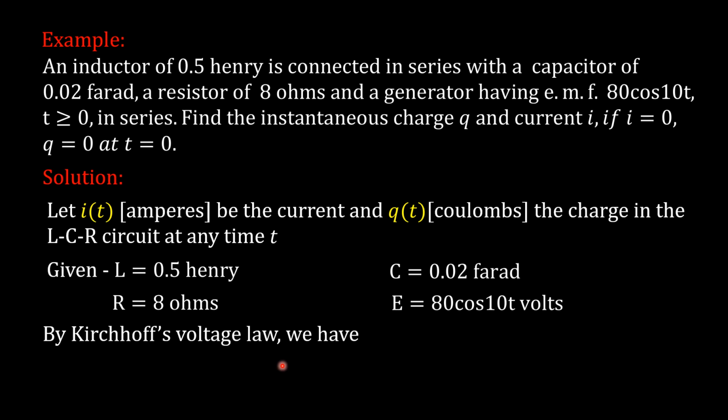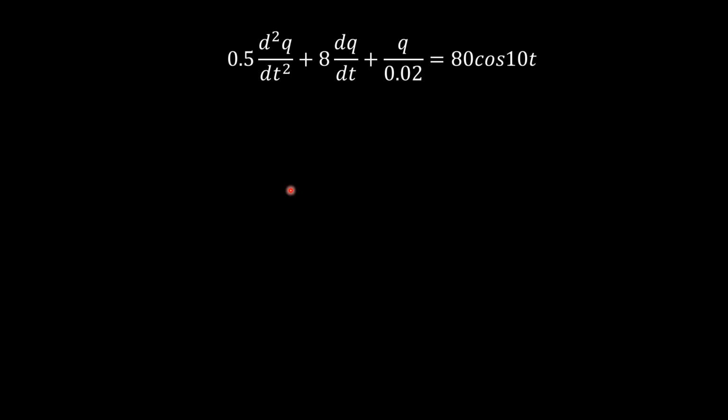Now, by Kirchhoff's voltage law, we write down the differential equation for the LCR circuit, which is L d square q upon dt square plus R into dq upon dt plus q upon c equal to E. In this differential equation, we will replace the given values, which will give us the particular differential equation for the given circuit. So the differential equation now takes the form 0.5 d square q upon dt square plus 8 into dq upon dt plus q upon 0.02 equal to 80 cos 10t.